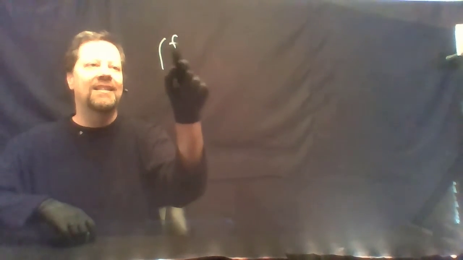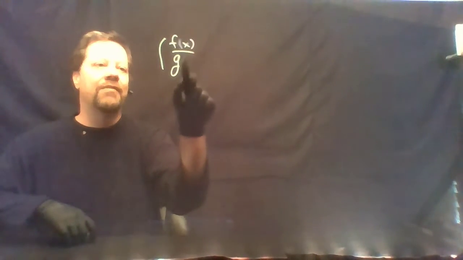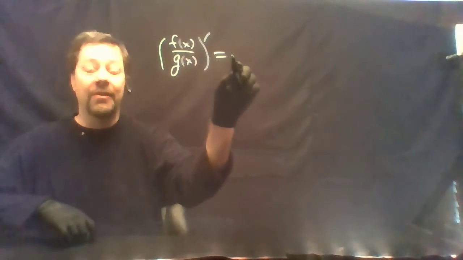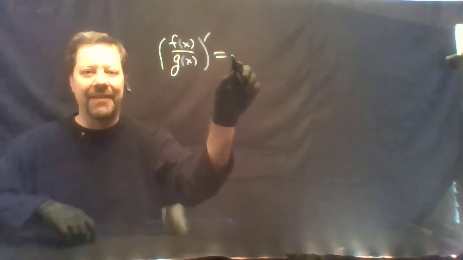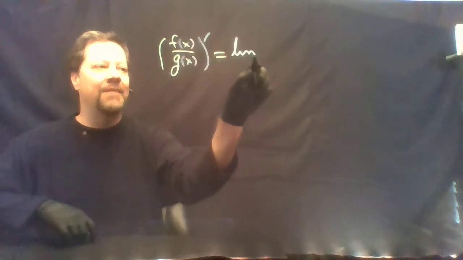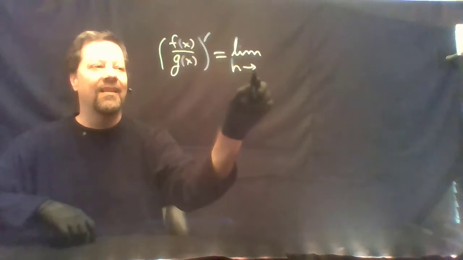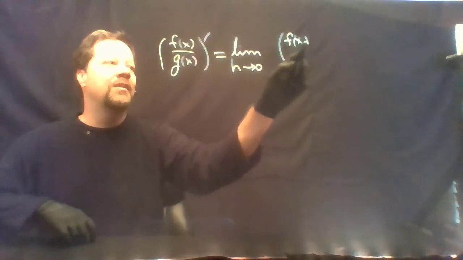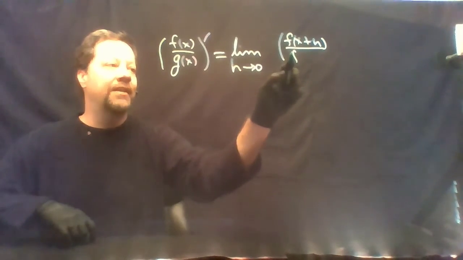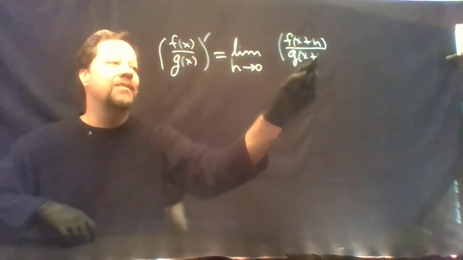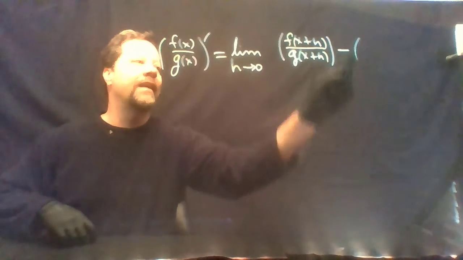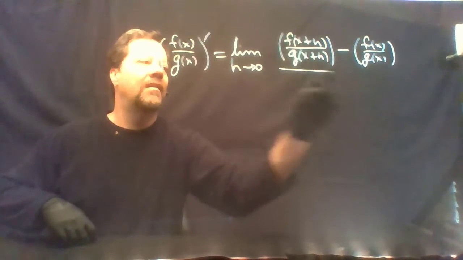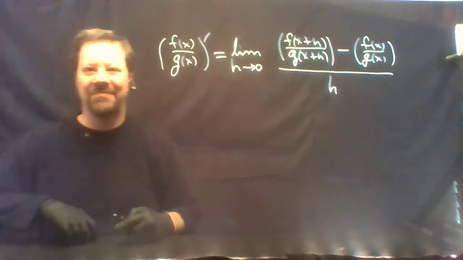We'll start by writing this as f of x over g of x, prime. And the only thing we have to go on is the definition of the derivative. And that begins with the limit as h goes to 0. We're going to have f of x plus h divided by g of x plus h minus f of x over g of x, all over h.